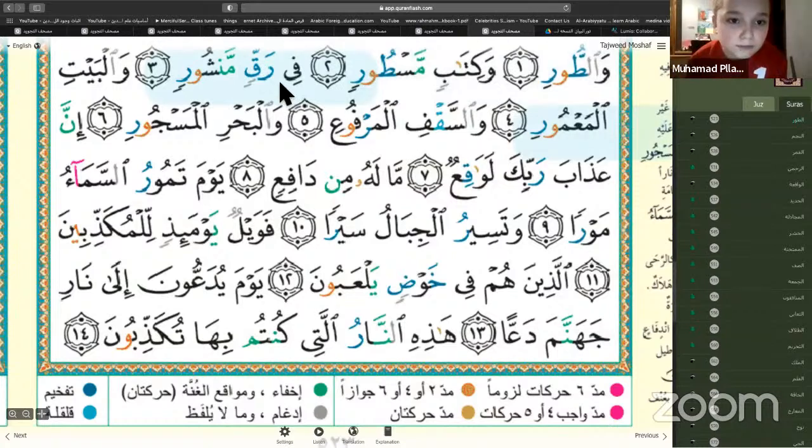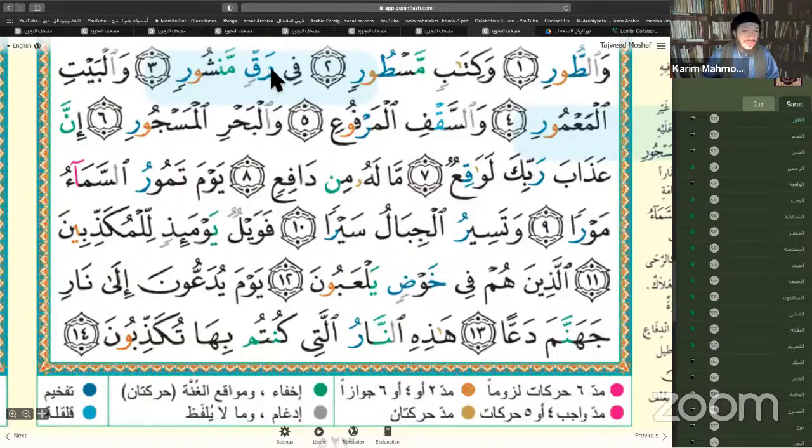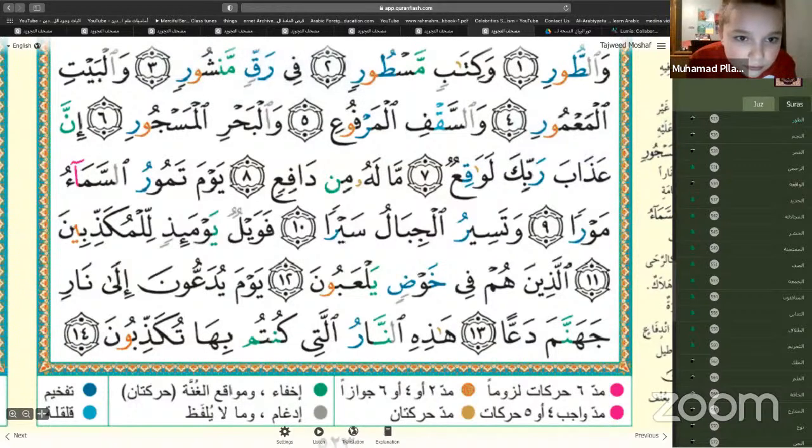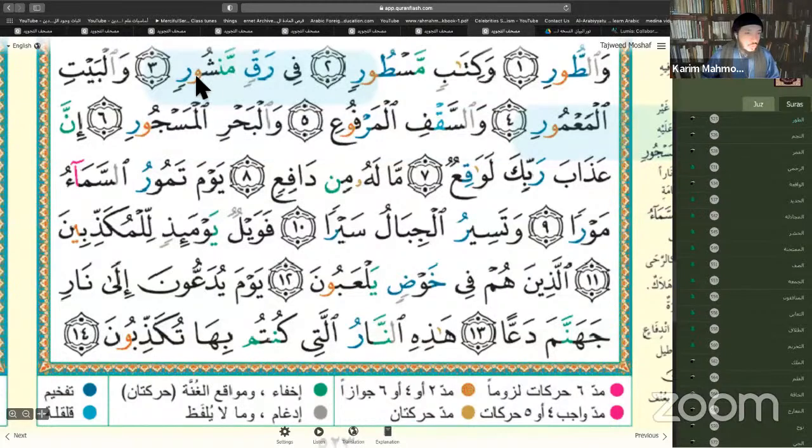No, say the qaf. This is double qafs here. Read this again. No, it's not manshura. First of all, there's no fatha on top of the ra. The ra has two kasras. Focus. Manshur. Manshur.